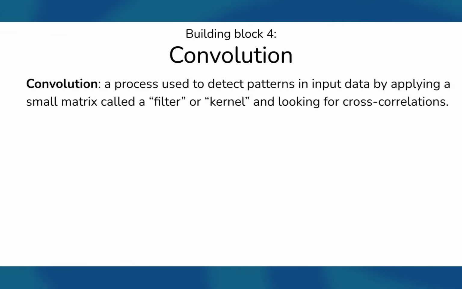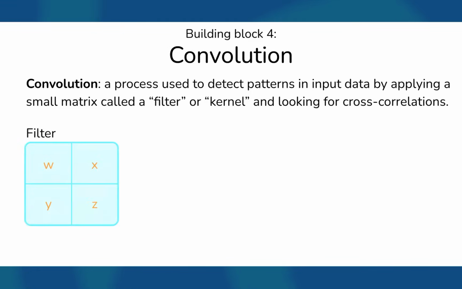This is a process used to detect patterns in the data by applying a small matrix called a filter or kernel and looking for cross correlations. Okay, so there's a lot of technical mumbo jumbo. I'm mentioning these building blocks for some familiarity. This jargon is not something you need in thinking about AI risk in particular, but it's useful to come across it at least once, as I've said before.